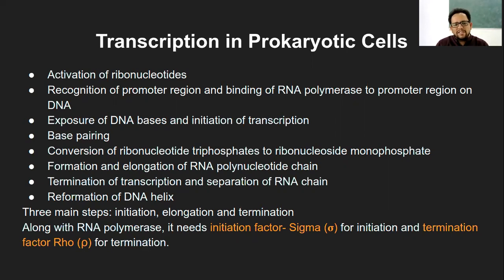So that is the transcription in prokaryotic cells, which majorly involves 3 main steps. That is initiation. Again, initiation refers up to this initiation of transcription. These first 3 stages are the initiation part. Elongation is nothing but this base pairing, the conversion of triphosphate to monophosphate, and then formation and elongation of the RNA nucleotide chain. And termination is this last stage, where the RNA is separated and the DNA again goes back to its helical structure.